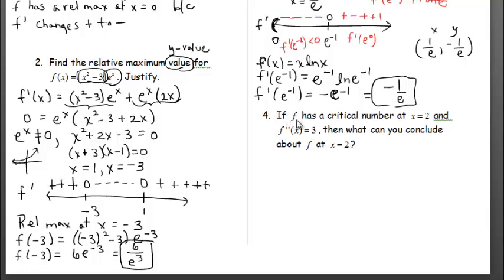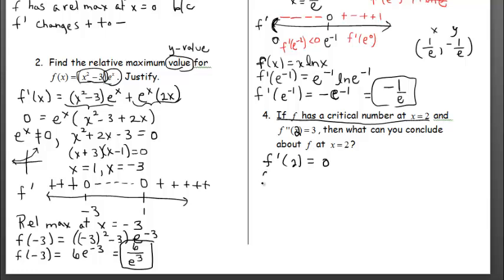All right, let's fix something here on this question. I can see that we need to change this x to a 2. Okay, a function has a critical number at x equals 2. Well, at x equals 2, that means the slope is 0. We have a horizontal tangent. We don't know if it's a min or a max or neither, but that's what this means. The slope at 2 is 0.